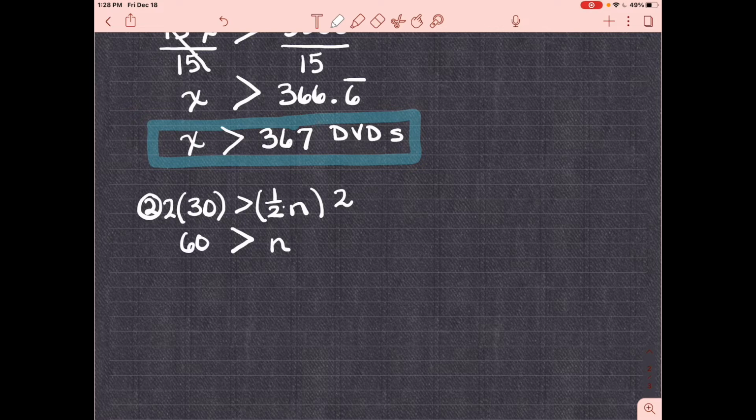I don't love this order, so I'm going to put n first. N happens to be on the pointy side, so I need to keep the pointy side pointing at n all the time. I can rewrite my answer then just like this, and it's still the same truth. 60 is greater than n is less than 60. And then the last step is to graph it on a number line.